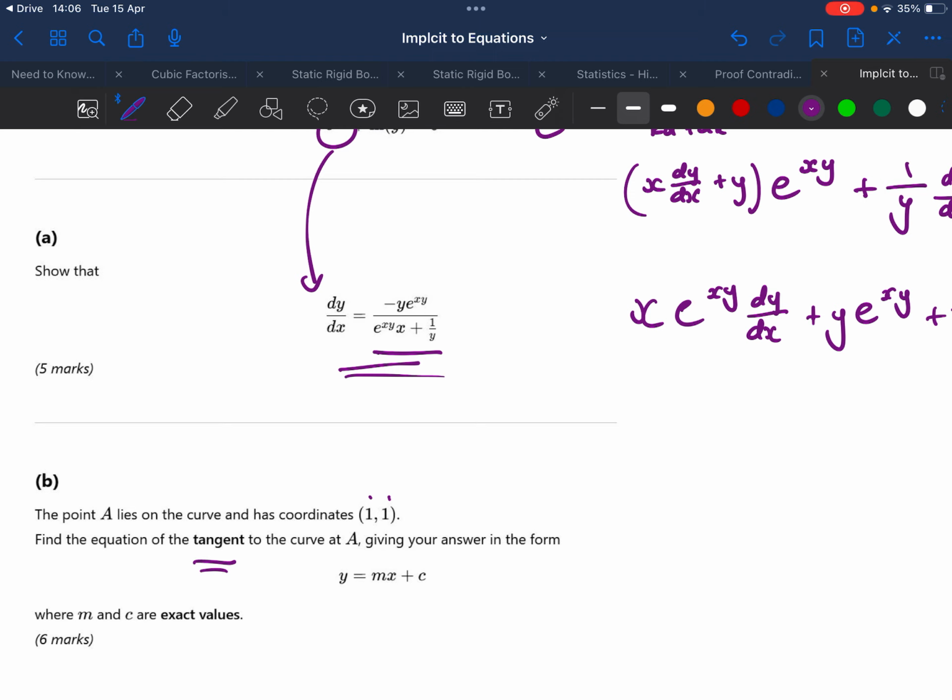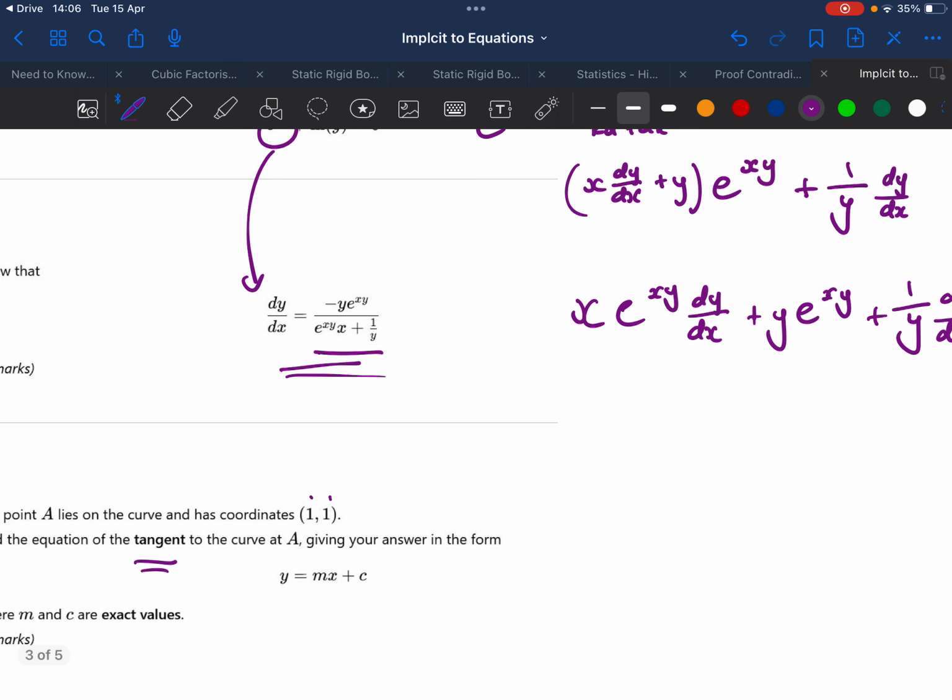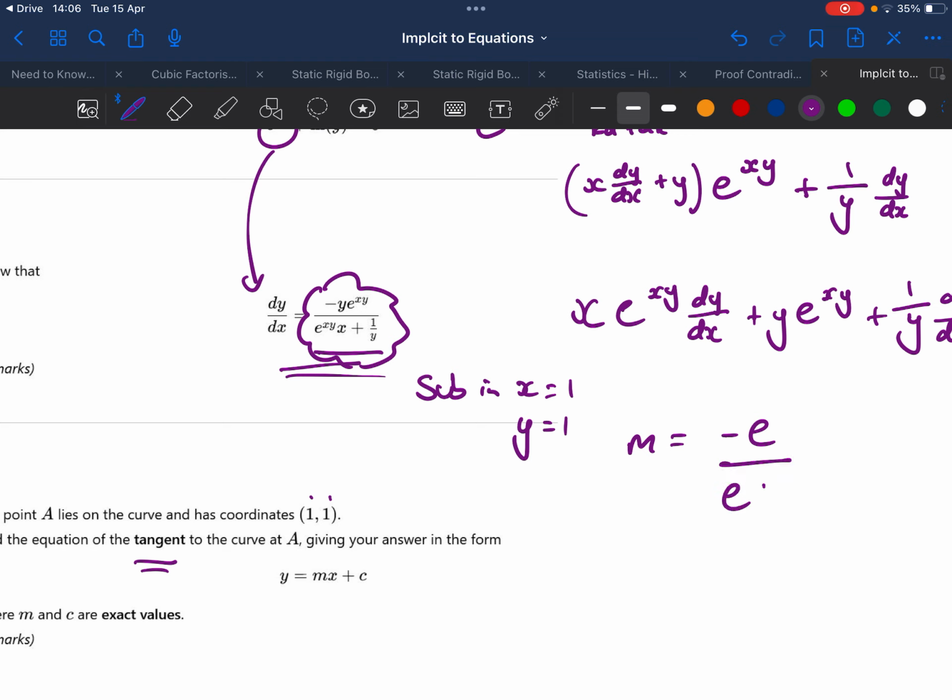In terms of using the result, on this one you have the x and the y value. So this is about a tangent. A tangent copies the same value. So what you're going to do is on this part here, you would sub in x equals 1, y equals 1. Okay, and if you do that, what do we get for that one there? You should get m equals minus e over e plus 1, so things simplify a lot. Okay, so it simplifies really, really nicely.